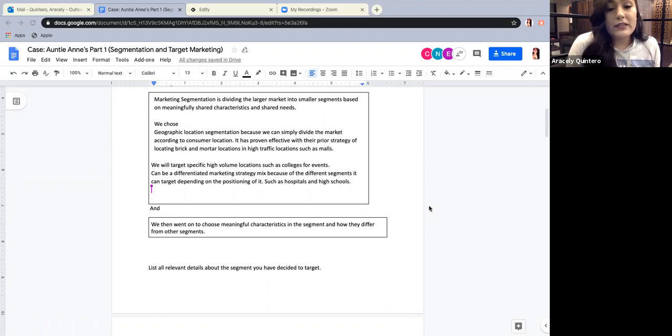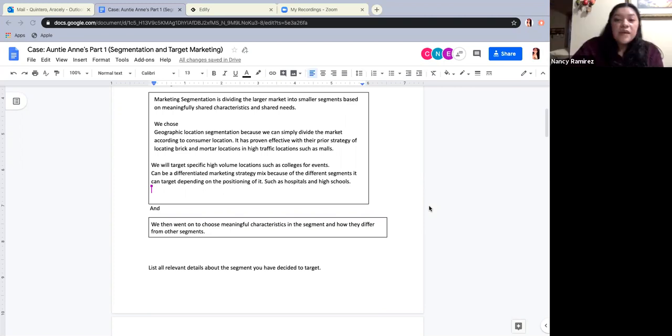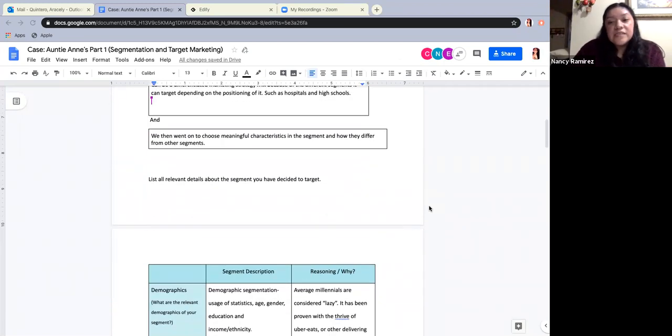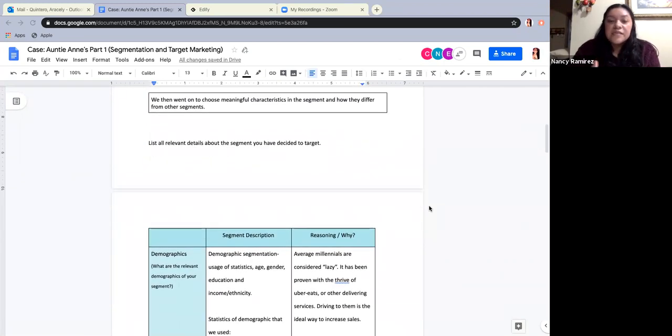It can be used as a differentiated marketing strategy mix because of the different segments it can target, depending on the positioning of it, such as you could use it for hospitals and high schools as well. We then went on to choose meaningful characteristics in the segment and how they differ from other segments.